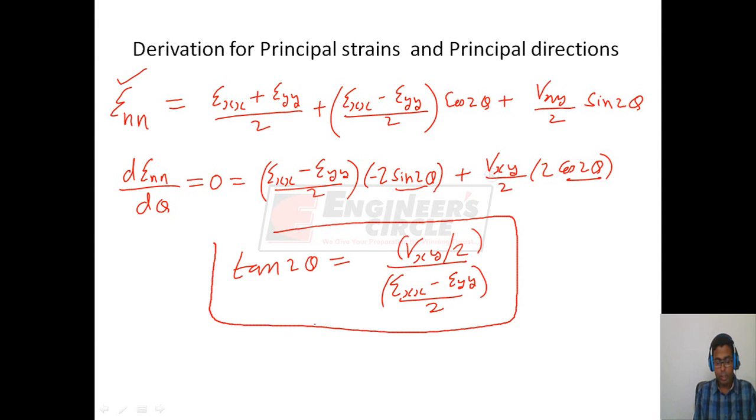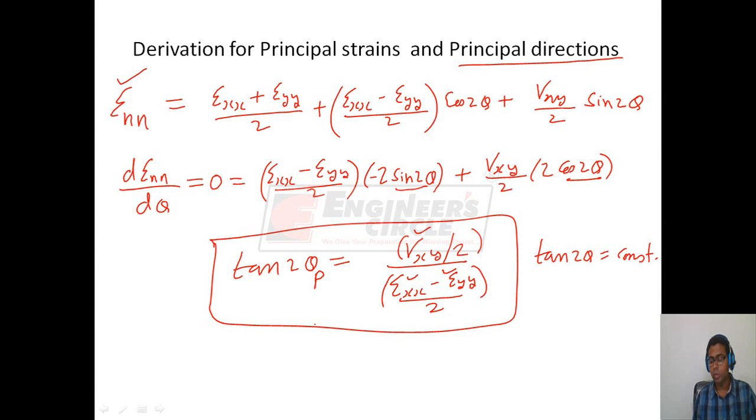So this is the equation that gives us the principal directions, that is the directions along which the maximum and minimum normal strains are acting. We designate this direction by P, that is principal direction. Now this equation is like tan 2 theta is equal to some constant, because gamma xy, epsilon xx, and epsilon yy are constant. So it is tan 2 theta equal to constant.